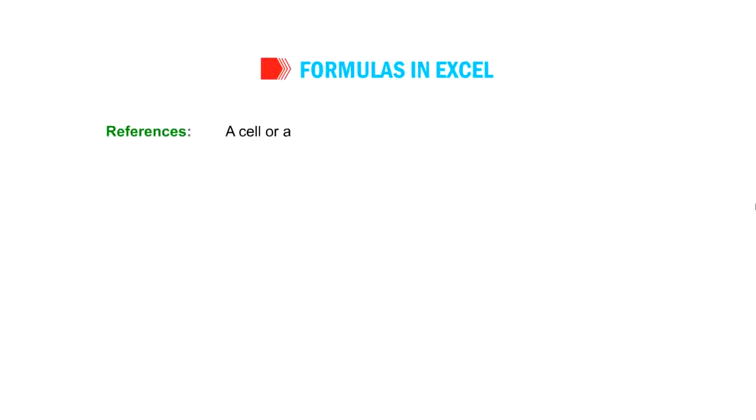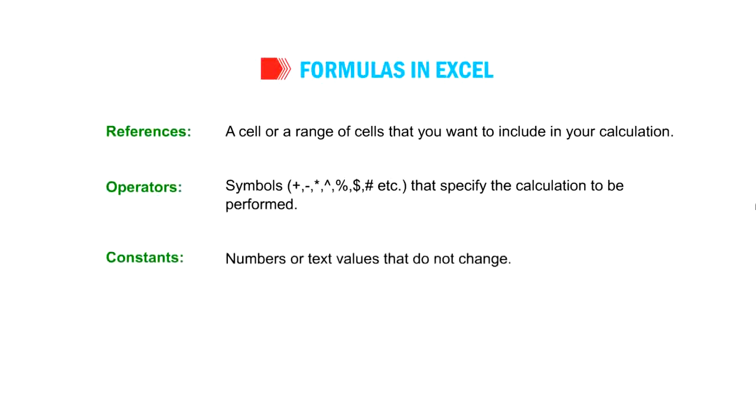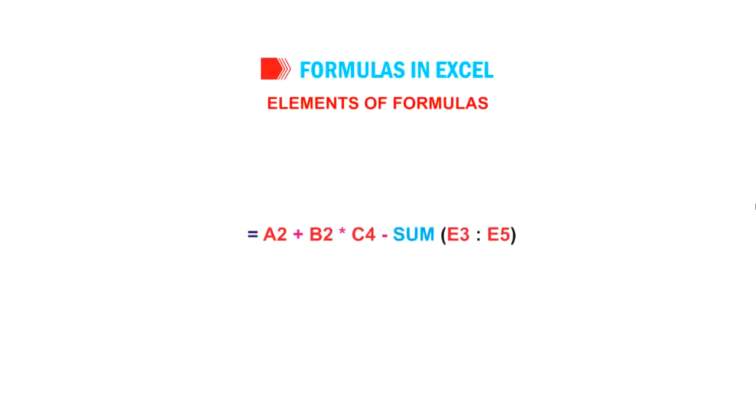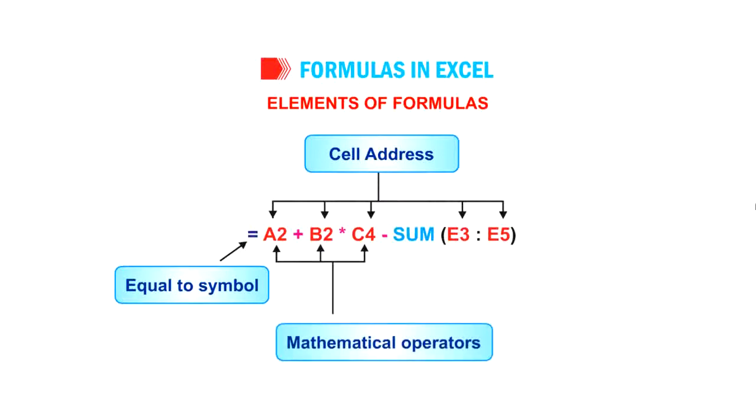References: a cell or a range of cells that you want to include in your calculation. Operators: these are the symbols like plus, minus, multiply, divide, percent, etc. that specify the calculation to be performed. Constants: these are numbers or text values that do not change. And functions: these are predefined formulas in Excel. These are the elements of formulas in Excel. This is the cell address. This is the equal to symbol. These are the mathematical operators. And this is the function. Range.